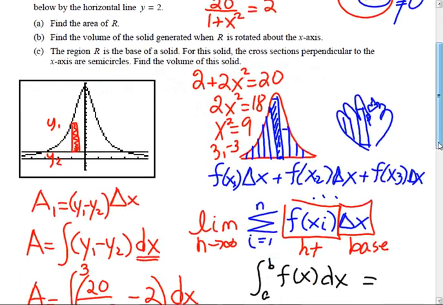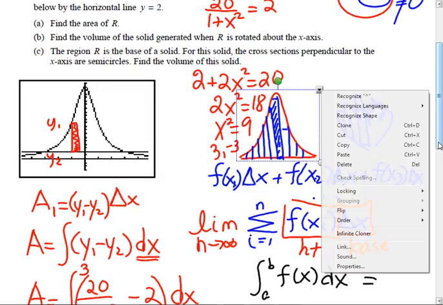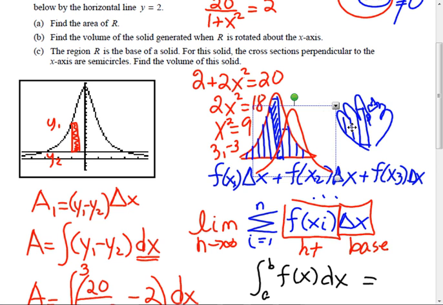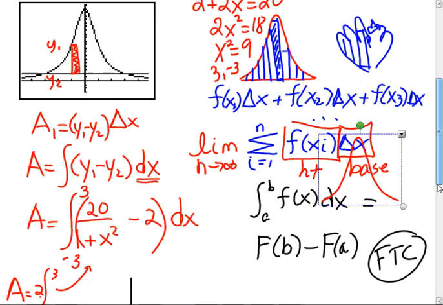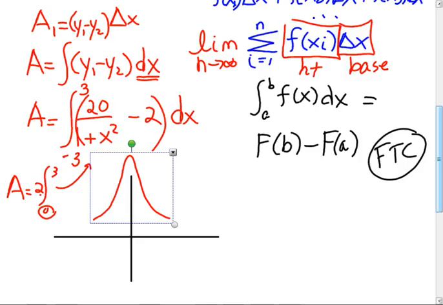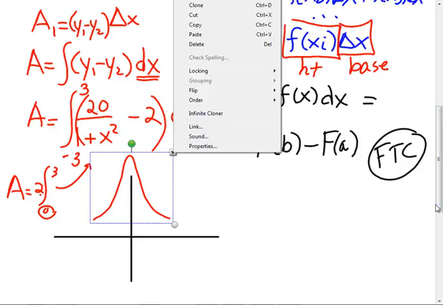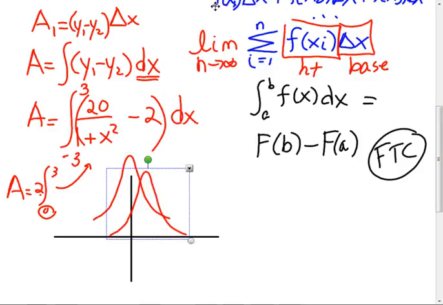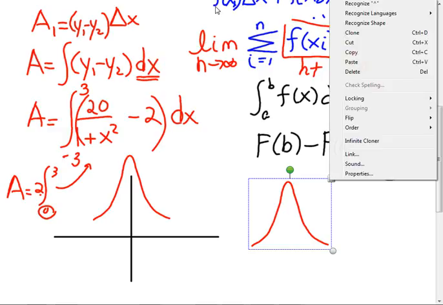Okay. Now, what we're going to do next, we're going to find the volume of the solid generated when R is rotated about the x-axis. I'm going to clone that. And we're going to take this and rotate around the x-axis. And so I'm going to take this one and I'm going to flip it. And you should have a picture.